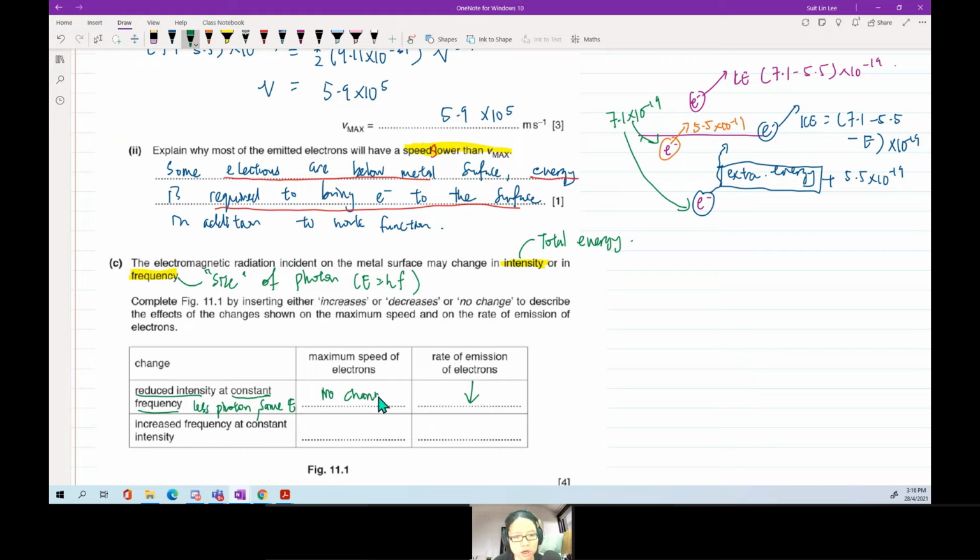No change, because this maximum speed only depends on the frequency of the photon. Remember our observation, this is one of them. The Ke max or the maximum speed only depends on the frequency of the photon. This means when we increase frequency, this maximum speed will increase, because this one has more energy.